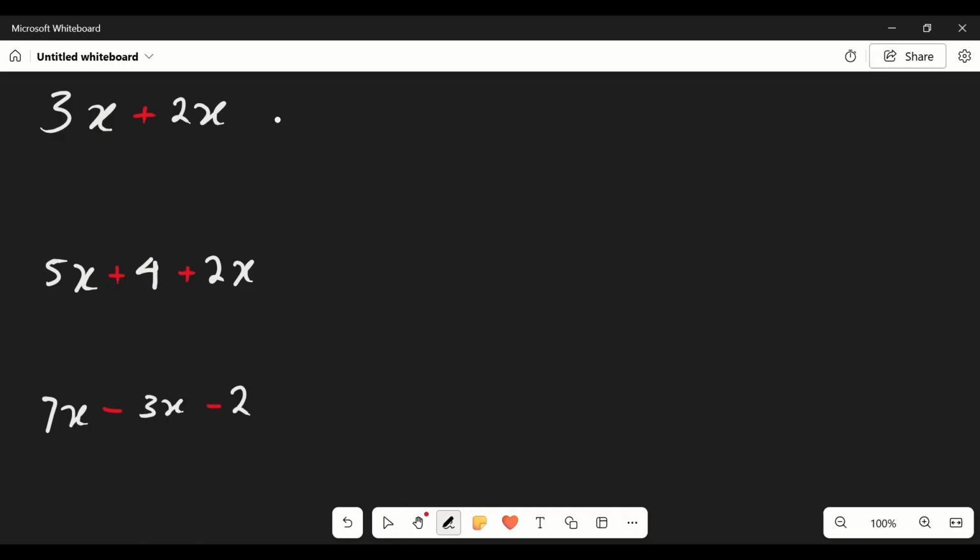3x plus 2x. First, the variables are the same, and there is a coefficient 3 and 2, so we can combine these. 3 plus 2 is 5, and we put x.